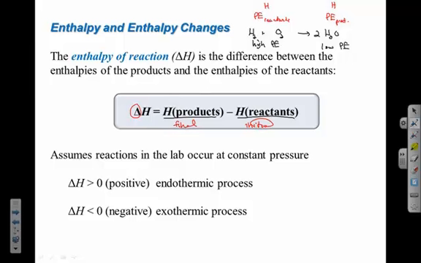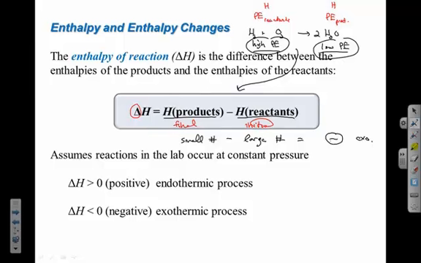So if I have a low and a high here, and I plug these in down in this equation, the products have a low potential energy. That's going to be a small number. And the high potential energy is going to be subtracted from that. So when I take the small number and subtract the larger number, I get a negative overall. Right? That means it's exothermic. Right? So that's confirming that the equation matches with what we said.